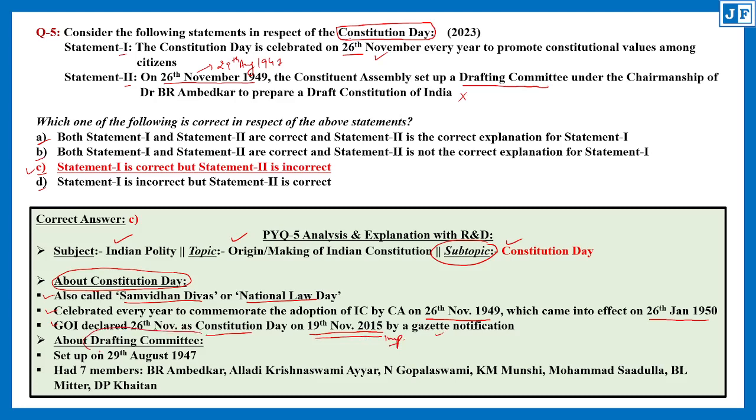Regarding the drafting committee, we get to learn that it was set up on 29th August 1947 under the chairmanship of Dr. B.R. Ambedkar with the objective to prepare a draft Constitution of India. It had 7 members who were B.R. Ambedkar, Alladi Krishnaswamy Iyer, N. Gopalaswamy, K.M. Munshi, Muhammad Sadullah, B.L. Mitter, and D.P. Khaitan. That is all in this video.